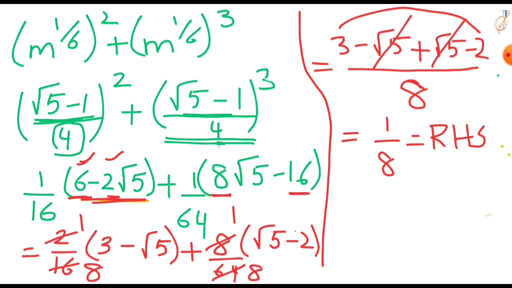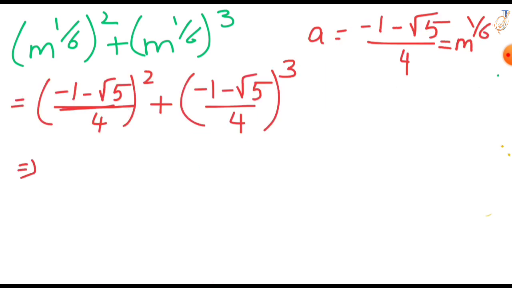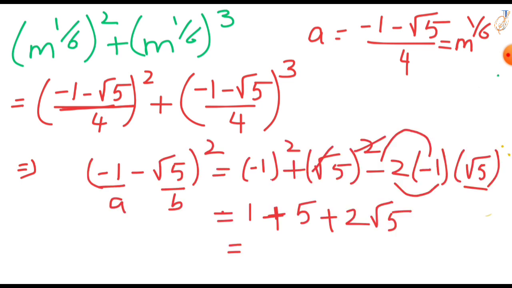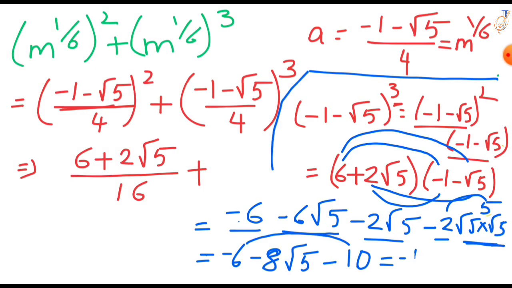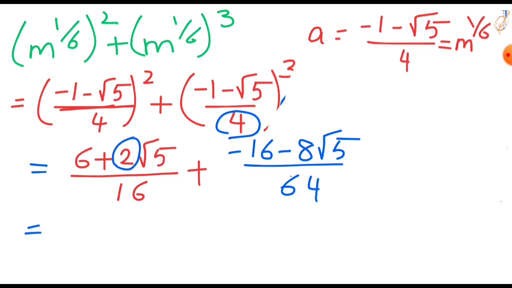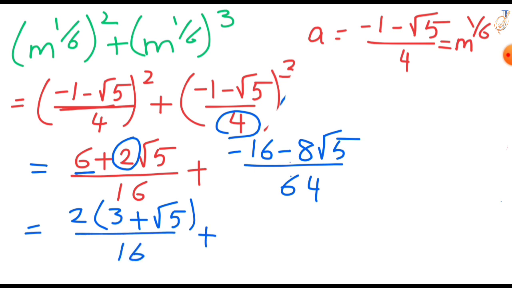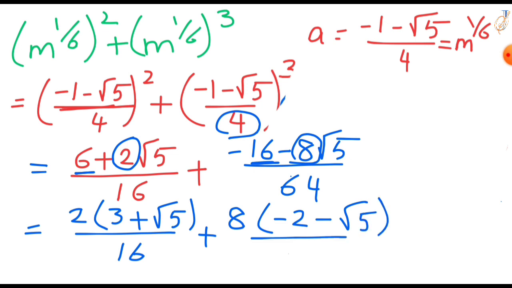Let's take the third solution. First you do the numerator. Minus 1 minus root 5 whole square, the value is 6 plus 2 root 5. So the minus 1 minus square root of 5 whole power 3, the value is minus 16 minus 8 root 5. So here take 2 as common. So then you are left with 3 plus root 5 by 16 plus here take 8 as common. Then you are left with minus 2 minus root 5 by 64.